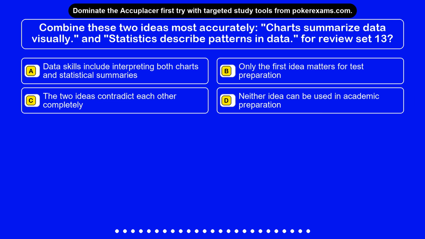Question 17. Combine these two ideas most accurately. Charts summarize data visually, and statistics describe patterns in data. For review set 13. Option A. Data skills include interpreting both charts and statistical summaries.